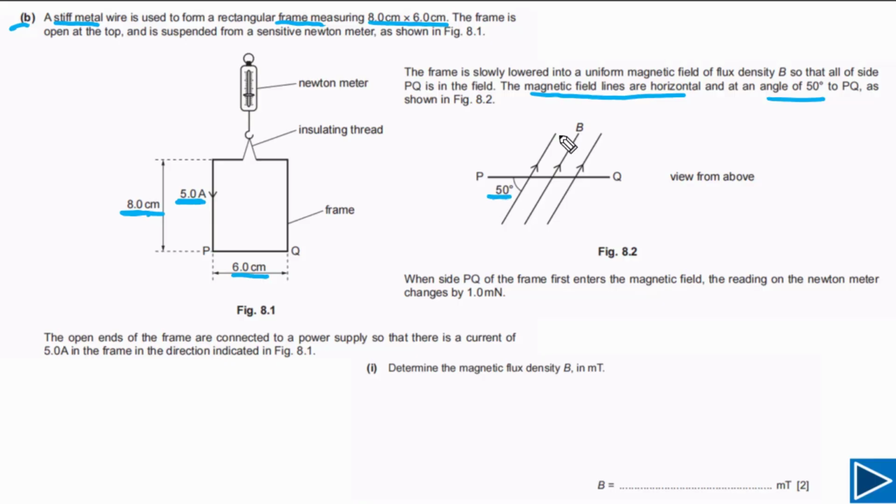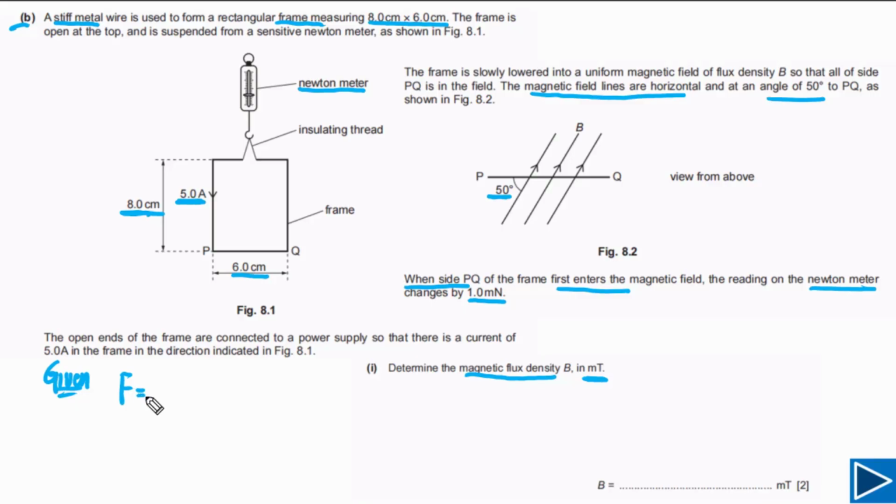So the magnetic field is in the horizontal plane. Very important point. It is also given to us that when side PQ first enters, means just enters, the magnetic field, the reading on the Newton meter changes by 1 millinewton. Now we need to find the magnetic flux density B in milliteslas. So first of all, we can simply write down what is given to us.